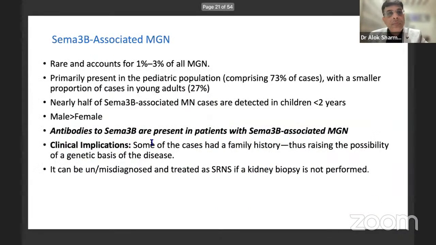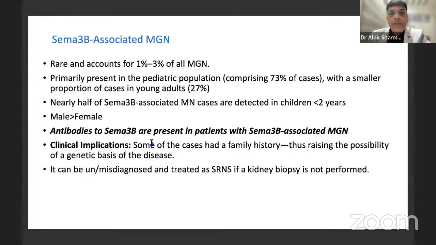Now, I was talking about childhood membranous nephropathy, and this is the antigen. Semaphorin 3B is the antigen most prevalent in membranous nephropathy in children. In the original cohort described by Dr. Sanjeev Sethi and his group at Mayo Clinic, about 73% of the children had this semaphorin 3B. We do see them in our practice also, and a lot of them occur in children. So it's a very important marker to have in your laboratory. Antibodies to SEMA3B have been well detected in patients having membranous GN associated with semaphorin 3B.